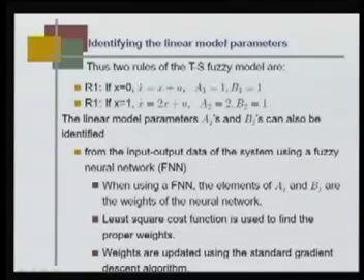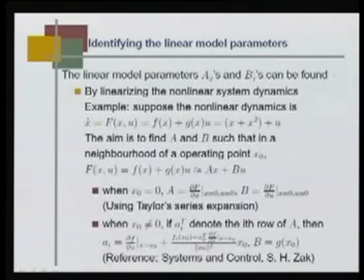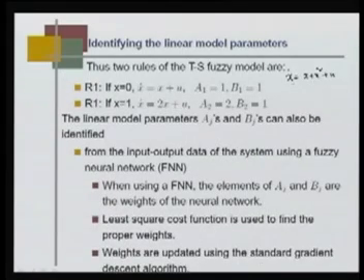Now the rules of the TS fuzzy model, using the TS fuzzy model. Our system was x dot equals x plus x square plus u. So, rule 1: if x equals 0, x dot is, so I differentiate this with respect to x. I get 2x plus 1 at x equal to 0. So, this will give you 1, the value at x equal to 0 is 1, so into x.